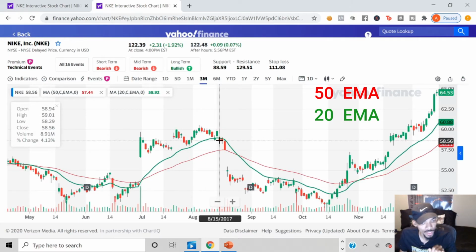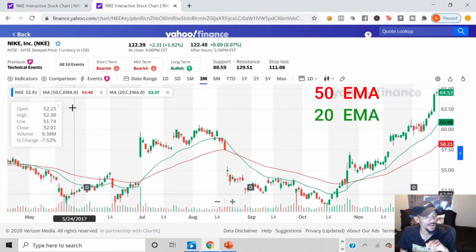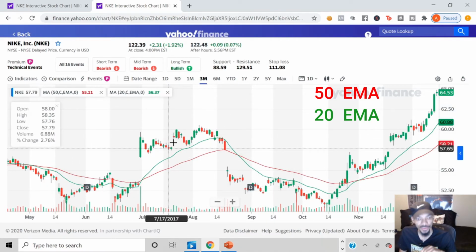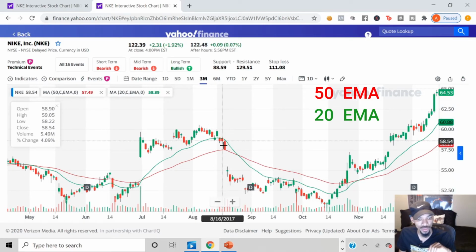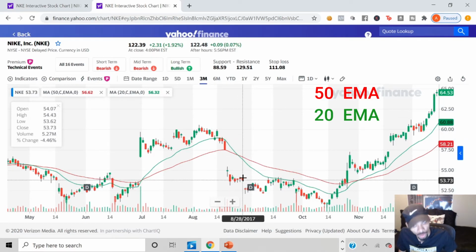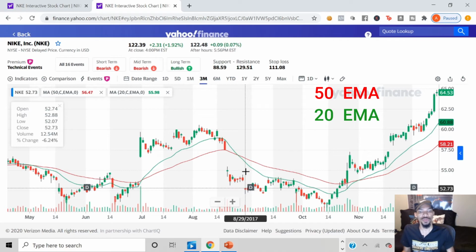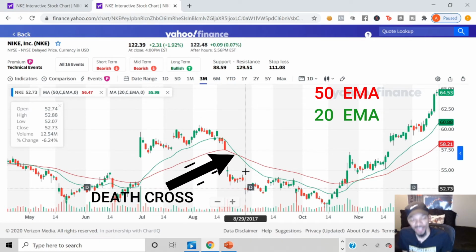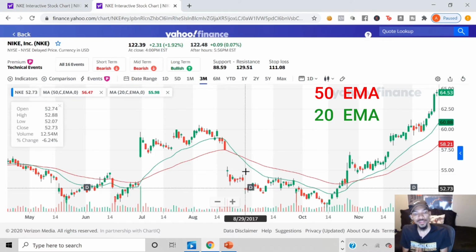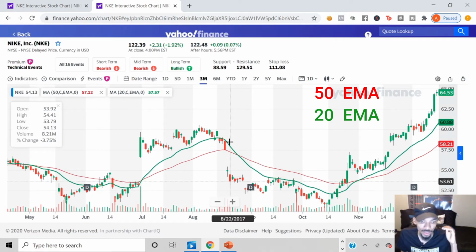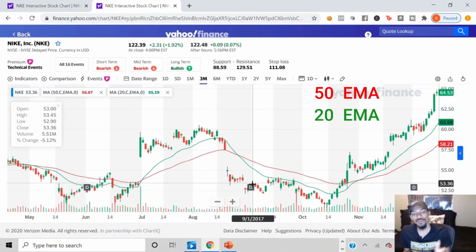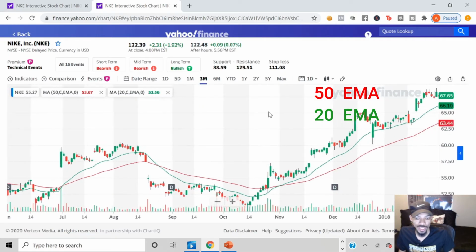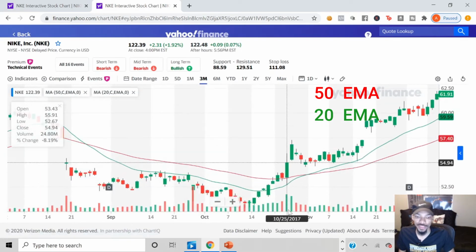So with the green, you have the 20-day, and the red, you have the 50-day. Because the 20-day is going below the 50-day, that is what we consider the death cross. I'm going to bring it up on the screen. Remember, the death cross is when the lower moving average goes below the higher moving average, and that would be an indication to sell.